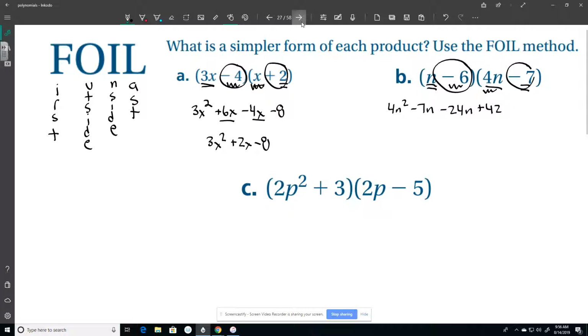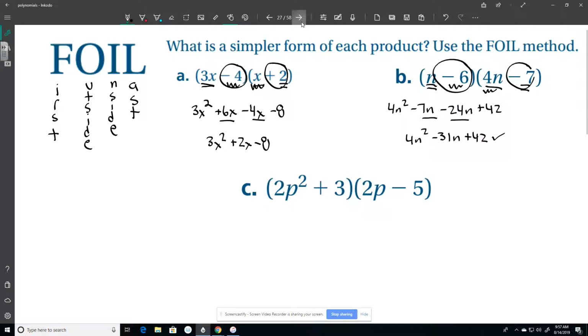Be really careful. Just like distributing back in middle school, there's a negative sign in front of this 6 and a negative sign in front of that 7. So when you multiply a negative times a negative, you get a positive. We combine like terms. We get 4n squared minus 31n plus 42. That would be your final answer. Okay.